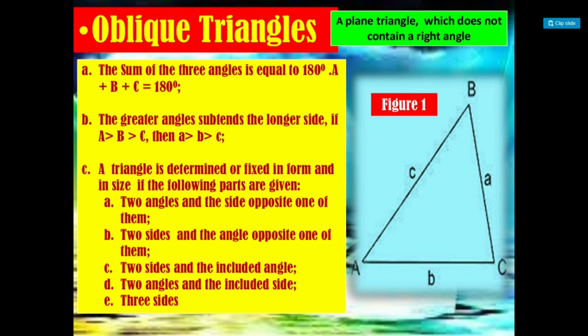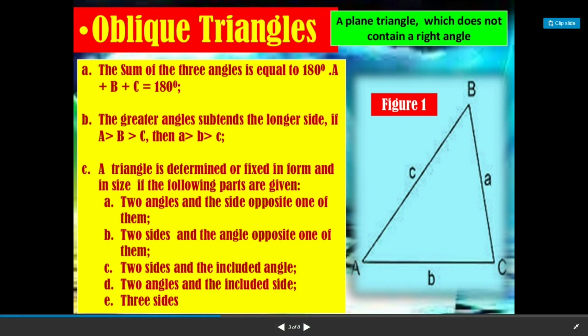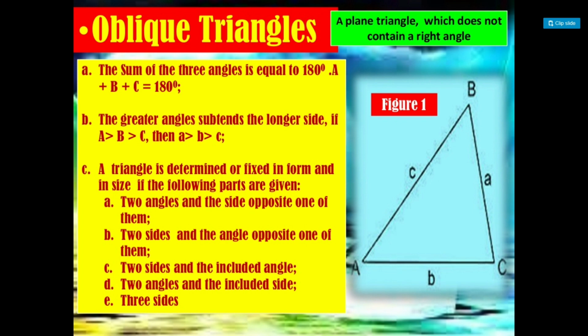Take note also that in our previous lesson, we discussed that the sum of the three angles of any triangle is equal to 180 degrees. That is, angle A plus angle B plus angle C is equal to 180 degrees. Referring to our figure, we denote all angles in capital letters. We have here angle A, this is angle B, and this is angle C. When you add them together, the sum is always equal to 180 degrees.